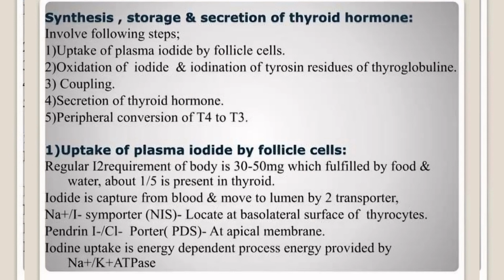Uptake of plasma iodide by follicle cells. The regular iodine requirement of the body is 30 to 50 milligrams, which is fulfilled by food and water, and about one fifth is present in the thyroid. Iodide is captured from blood and moved to the lumen by two transporters: the sodium iodide transporter, which is located at the basolateral surface of thyrocytes, then the pendrin iodide chloride transporter at the apical membrane. Iodine uptake is an energy dependent process, with energy provided by sodium potassium ATPase.